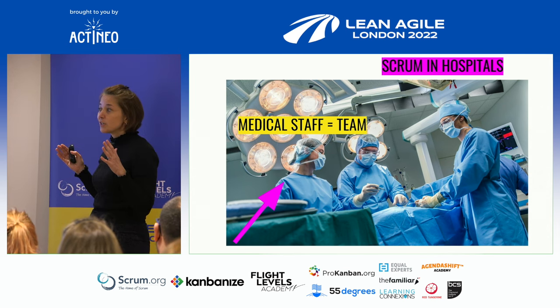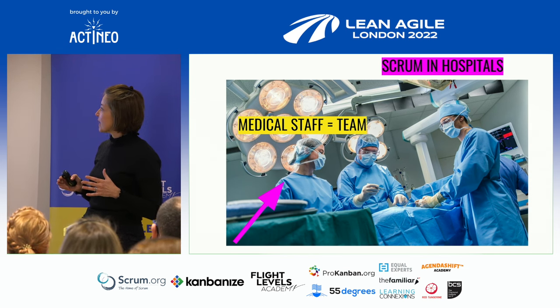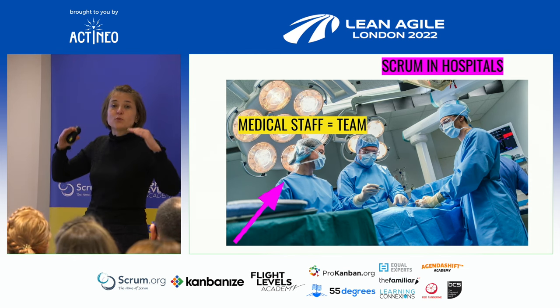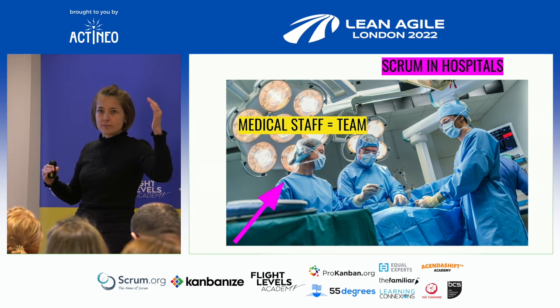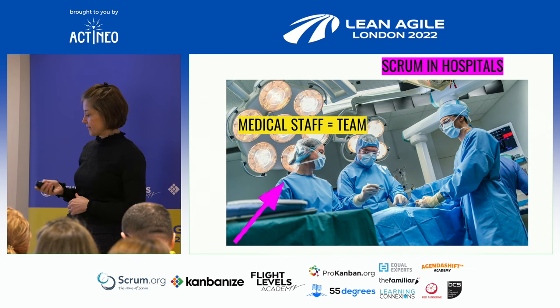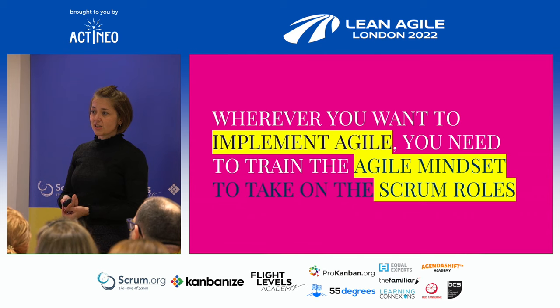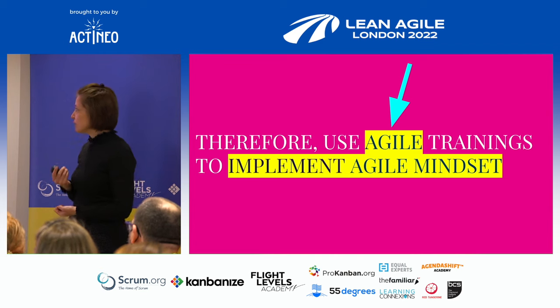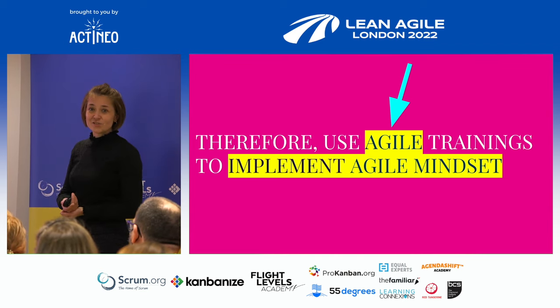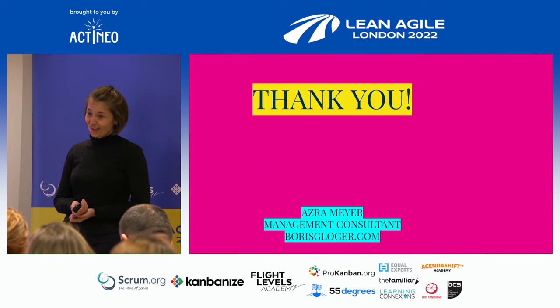The Scrum Master would be making sure that her team doesn't have any problems in the way of their work. And the medical staff, everybody would be on the same hierarchy, so the cleaning team and the nurses, there's no more looking up or down, but they would all be working hand in hand. So what I'm trying to say is wherever you want to implement Agile, you need to train the Agile mindset to take on the Scrum roles. And then I would use Agile trainings, such as brain-friendly training method, to implement these Agile mindsets. Bless you, and thank you.